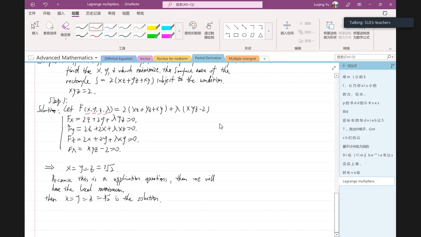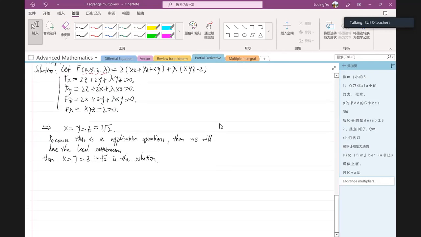Okay, so before you say that this is a local maximum or local minimum, you're just saying that because this is a real application, then we will have the local minimum here. Because if you don't write this sentence, then you will have to do more.